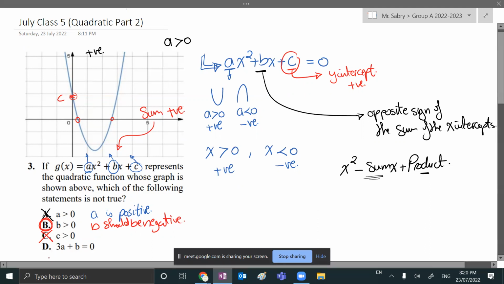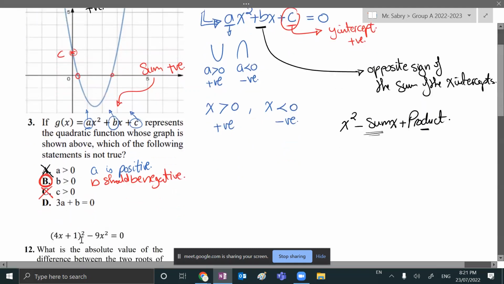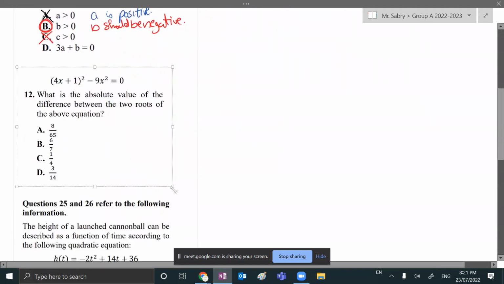Awesome. Now, regarding the last choice though, D, that 3A plus B is equal to 0, we're not sure about that. We don't know anything about that. We don't know the values of A or B, and we can't tell whether they'll be equal to 0 or not. So just disregard this one entirely. We don't know. But what we're 100% sure can't be true is choice B.